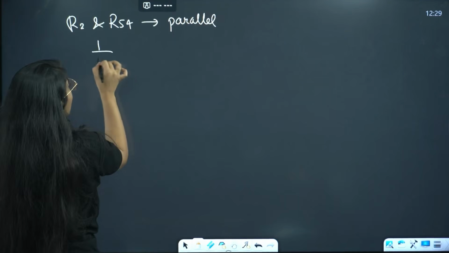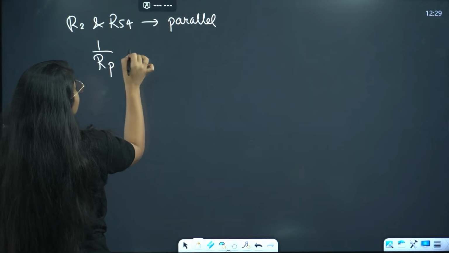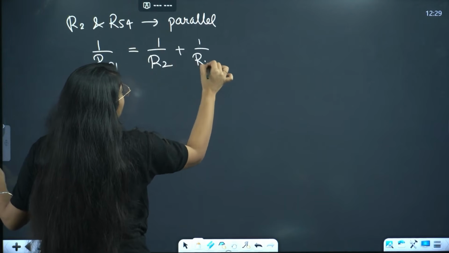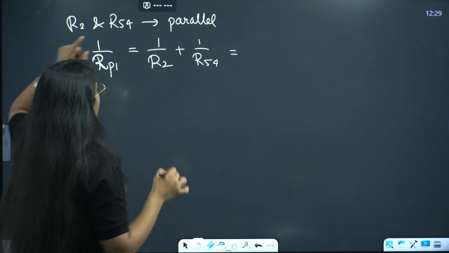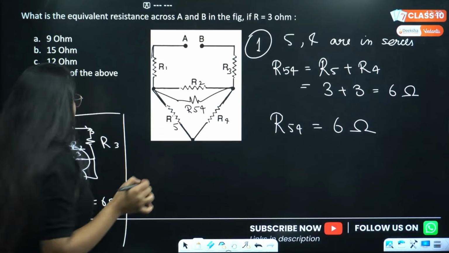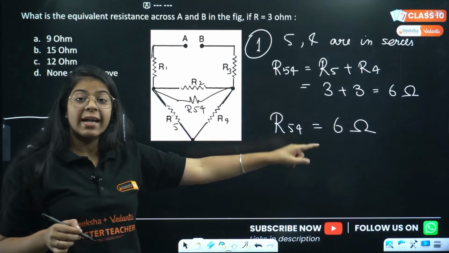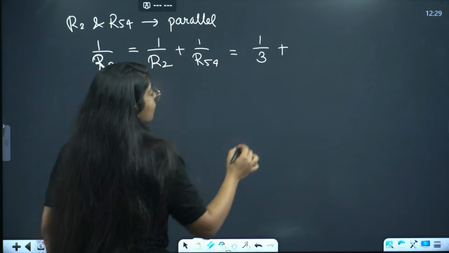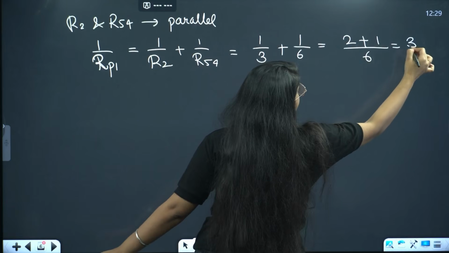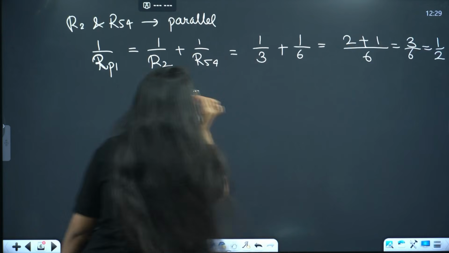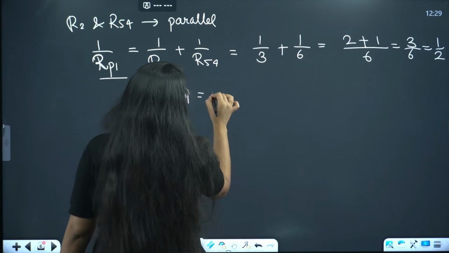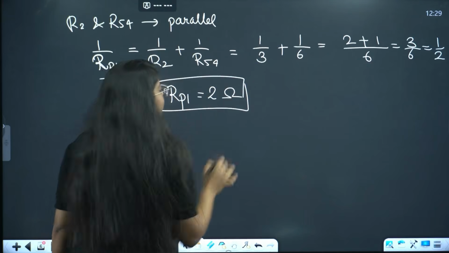So what is the formula of parallel? 1 by RP, let's write it P1, will be 1 by R2 plus 1 by R5,4. Now 1 by R2, that is my 3 ohm, the given one. 1 by 3 plus 1 by R5,4. R5,4 is 6 ohm. Don't forget to write 6 ohm, right? So 1 by 6. I'll take the LCM as 6. This is 2 plus 1, 3 by 6. That is 1 by 2. If I cut it, RP1 will be simply 2 ohm. Simply 2 ohm, right?